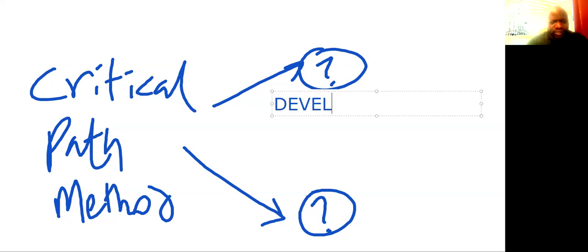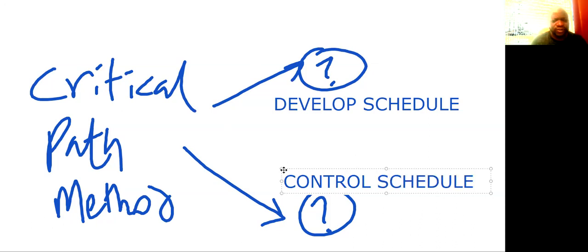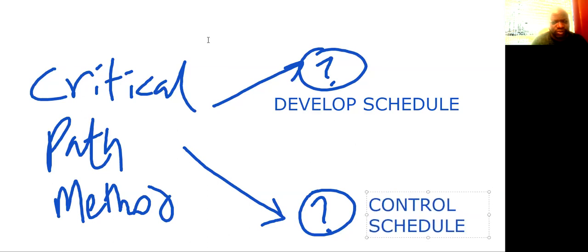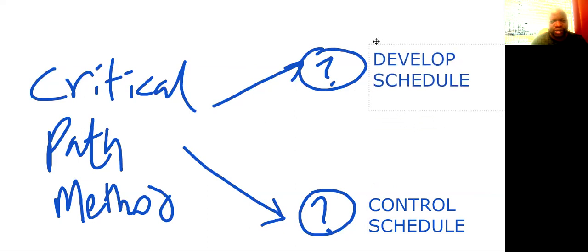The answer, my friends, is develop schedule for the first one. And when you develop the schedule, you use the critical path method as part of that, and also in controlling the schedule. Develop schedule and control schedule, I'm actually going to be talking about these in days to come. They have very similar tools and techniques, very, very similar. There are a few differences, but for the most part, very similar. And if you look into the sub techniques, you see that similarity as well.